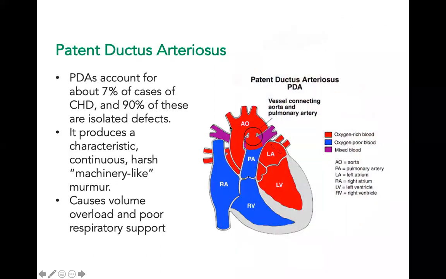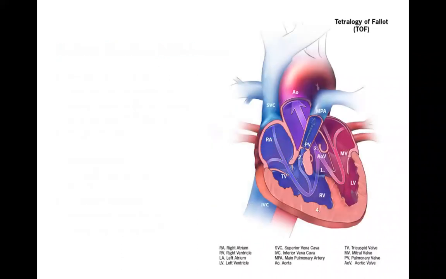Pag nag-involute pala yung patent ductus arteriosus natin, na normally occurring in a normal na tao, okay, magiging ligamentum arteriosum yan. Alright, just a tiny ligament lang siya. Okay, so next is your Tetralogy of Fallot.